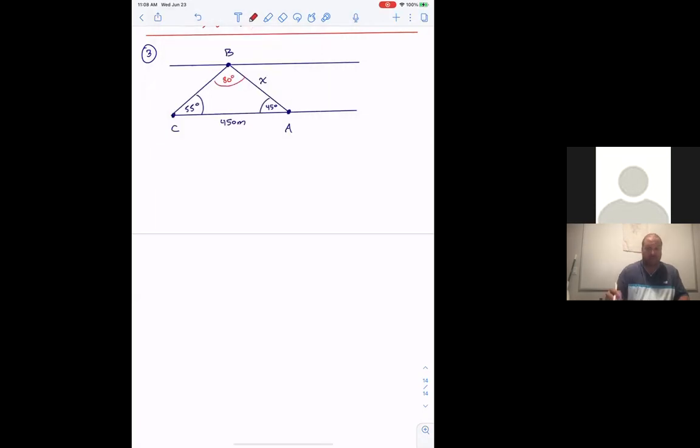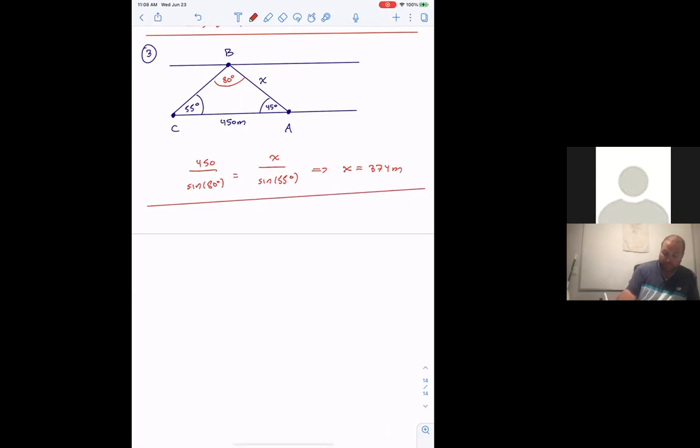And now that I have that angle, now I do have an angle side pair. So I'm looking for a side, 450 over sine of 80 degrees equals the currently unknown x over sine of 55 degrees. So 450 divided by sine 80 times sine 55. And that tells me to the nearest meter that x is approximately 374 meters.